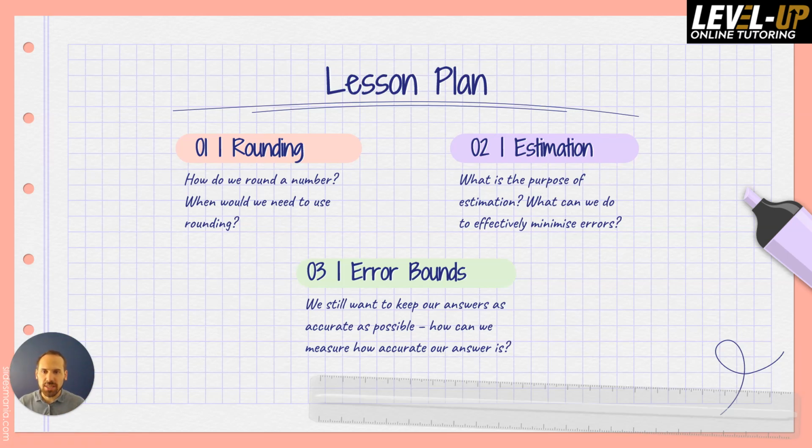So only three sections for today. We've got rounding, which is how we simplify numbers at the cost of some accuracy. Then how we can use that to estimate a calculation. We make it simpler, and that allows us to estimate. And then what kind of errors do we get as a result of that, and what error bounds are we going to get? So what range of answers would the true answer be in as a result of this rounding, and how do we deal with that? So that's what we're going to be looking at.